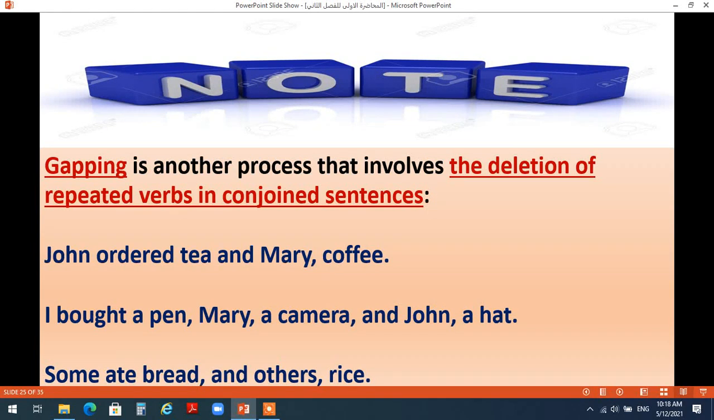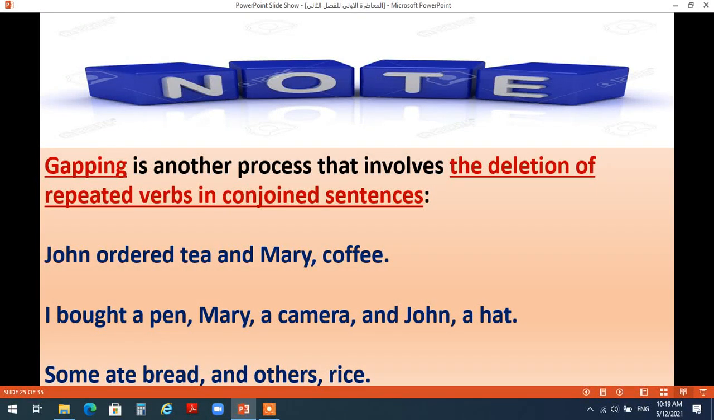كذلك الحال بالنسبة للمثال الثاني I bought a pen, Mary a camera and John a hat. الجملة الأصلية هي I bought a pen, Mary bought a camera and John bought a hat. لكن لا داعي أنه أكرر نفس الفعل، ما دام هو نفس الفعل لم يتغير فإذا ما أكرره وإنما أذكره مرة واحدة فقط. وتلاحظون لازم أستعيض عنه باستخدام الفارزة. فإذا قلنا Mary a camera and John a hat.